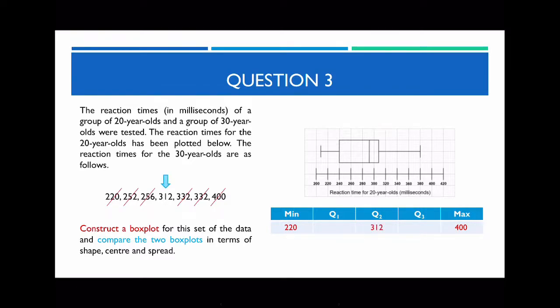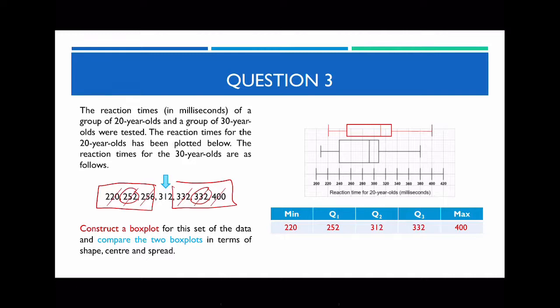To find Q1, that's the median of the lower half. So in this case, these are the data of my lower half. These are the data for my upper half. 252 is therefore going to be my lower quartile, and therefore 332 is going to be my upper quartile value. Now, once you've done that, it should be quite easy for you guys to draw the actual box plot.